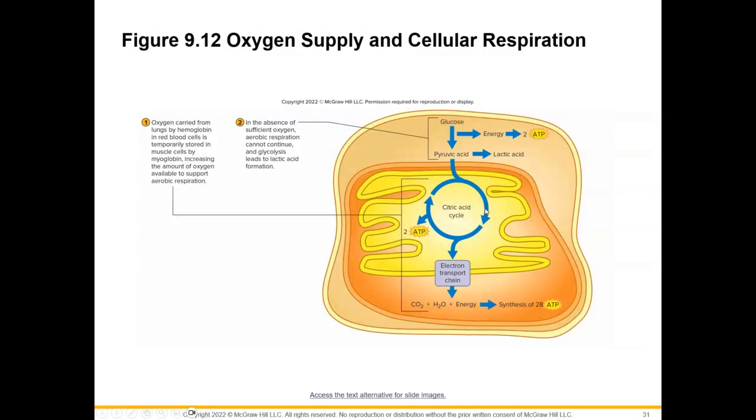Now, if you don't have enough oxygen, you still can produce a little bit of ATP through the anaerobic phase, but the problem is ultimately lactic acid starts building up as a byproduct of anaerobic respiration, and that will fatigue a muscle. And it's also one of the things that makes you sore.